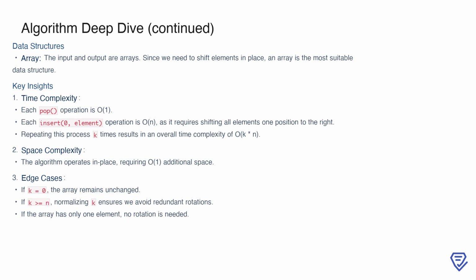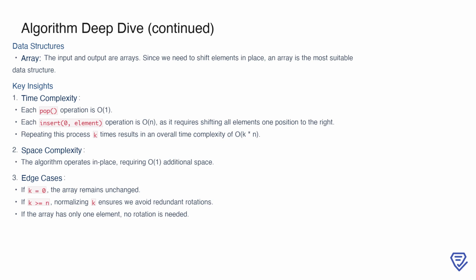Now, looking at the time complexity, each pop operation is performed in O(1) time because it simply removes the last element. However, the insert at index 0 operation requires shifting all other elements one position to the right, which takes O(n) time. Since we repeat this process k times, the overall time complexity becomes O(k*n). For the space complexity, the algorithm operates in place, so no additional space is needed beyond the input array, resulting in O(1) space complexity.